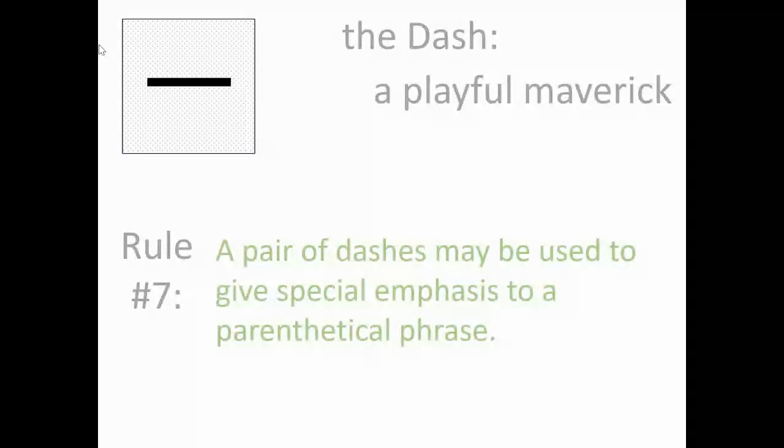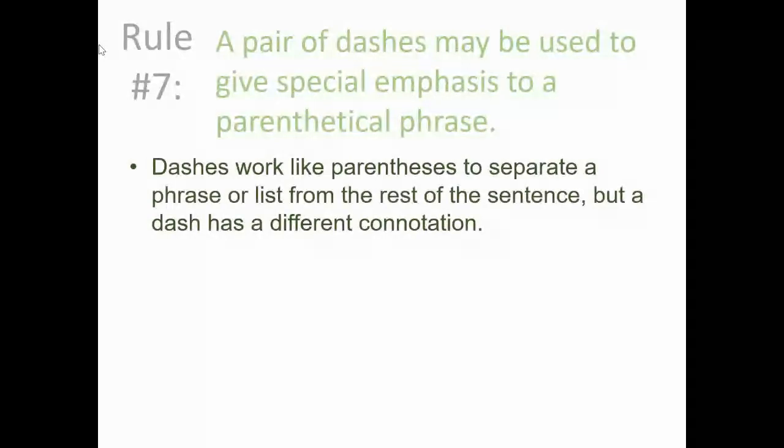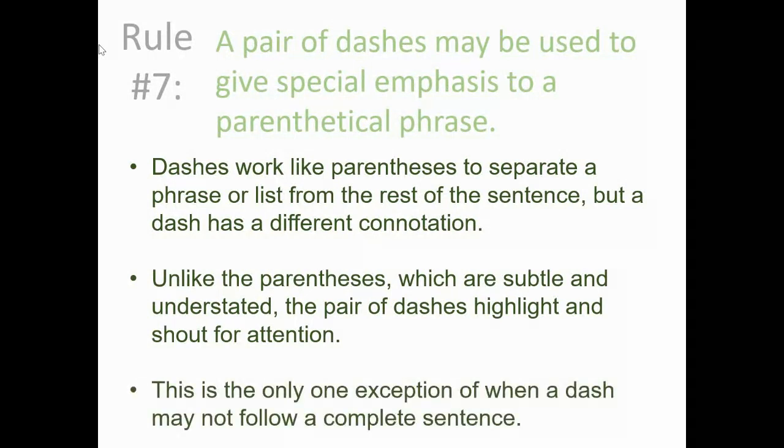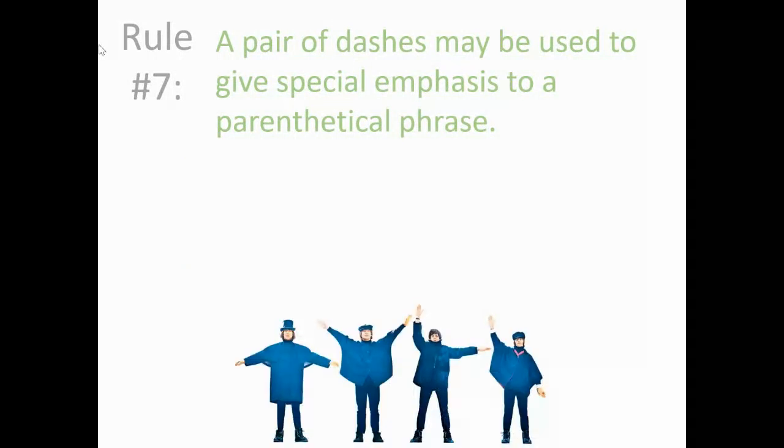Rule number 7, a pair of dashes may be used to give special emphasis to a parenthetical phrase. So dashes work sort of like parentheses. They separate a phrase or they separate a list from the rest of the sentence. But a dash has a little bit of a different connotation. A parentheses is more subtle, understated. If you're reading a sentence with parentheses, it's a little quieter. Where a dash, I want you to remember that a dash is very loud. It seems to shout or highlight for attention. So this is the only exception when you may not have a full sentence in front of the dash, just because you're kind of interrupting the middle of a sentence with something you're trying to highlight.